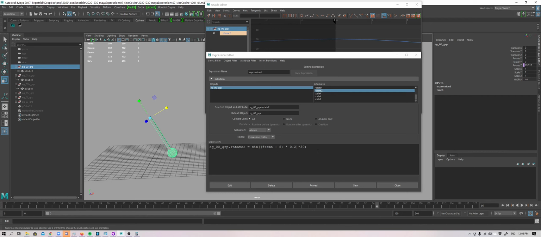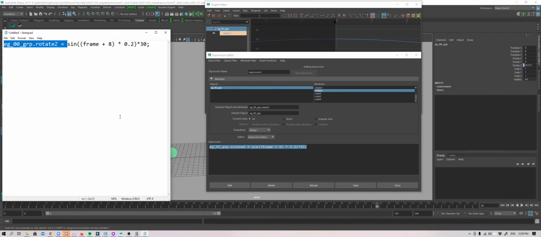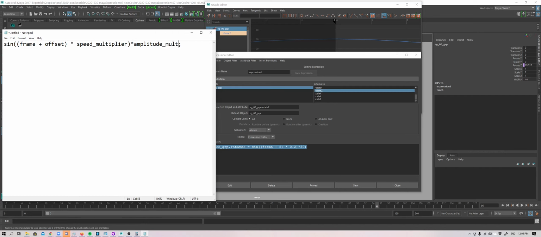So you see the form has evolved again. We can say that the frame is offset, right? Plus an offset times speed multiplier, and then this is an amplitude multiplier.